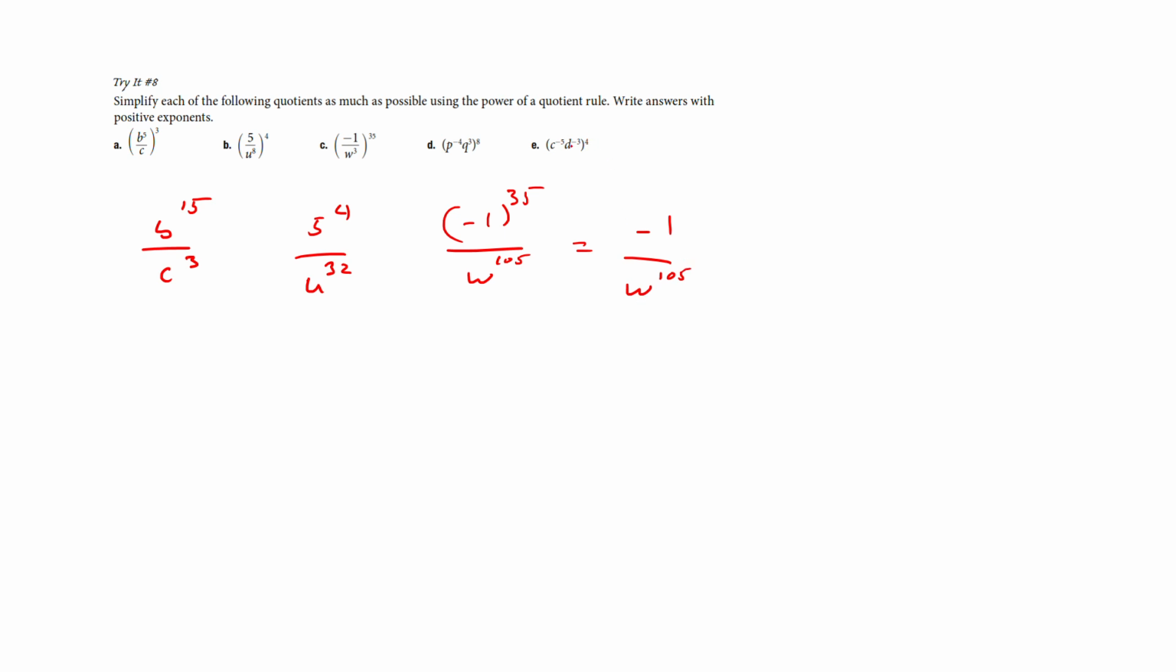Okay, I'm going to give the 4 to everybody inside of there. Or did I miss one? Yeah, I did. I should be on D here, so let's go down here. Okay, so I'm going to give the 8th power to everyone inside of there. So I've got p to the -32, q to the 24th. Now let's get rid of the negative exponent by moving it down below. Now one more here. C to the -20th, d to the -12th. Now let's move all of that below.